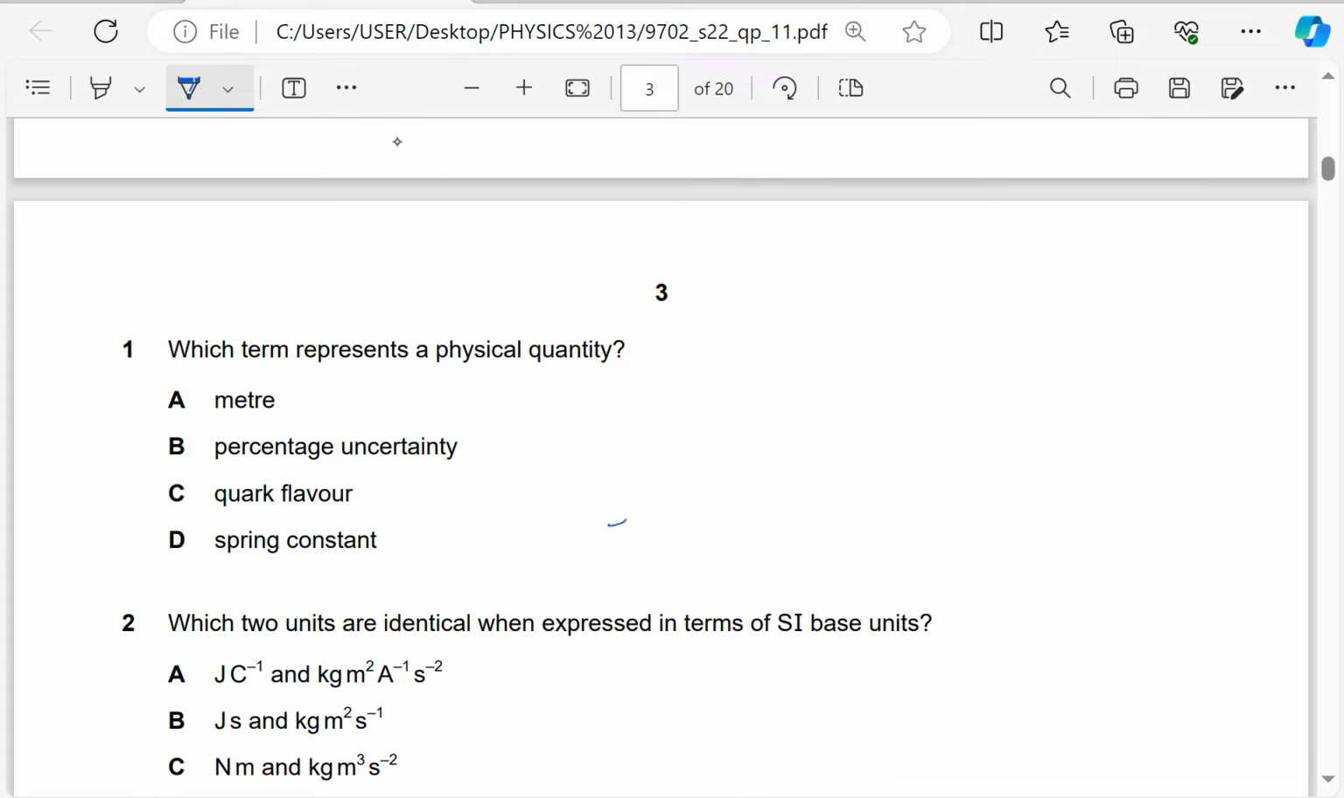Remember from Hooke's law, force is equal to K times X, where K is the spring constant, which is going to be F over X. So it will be a number which has a unit as newtons per meter or newtons per centimeter, depending on the units for the extension. So the term which represents a physical quantity is going to be D.